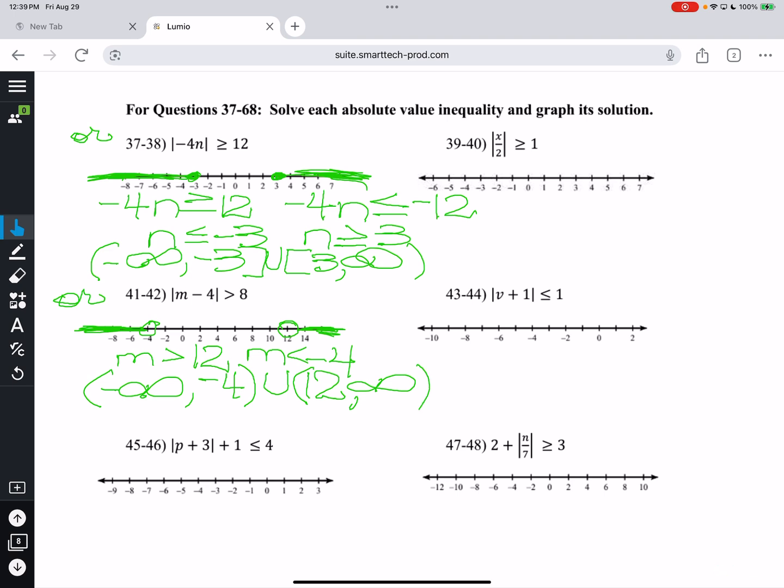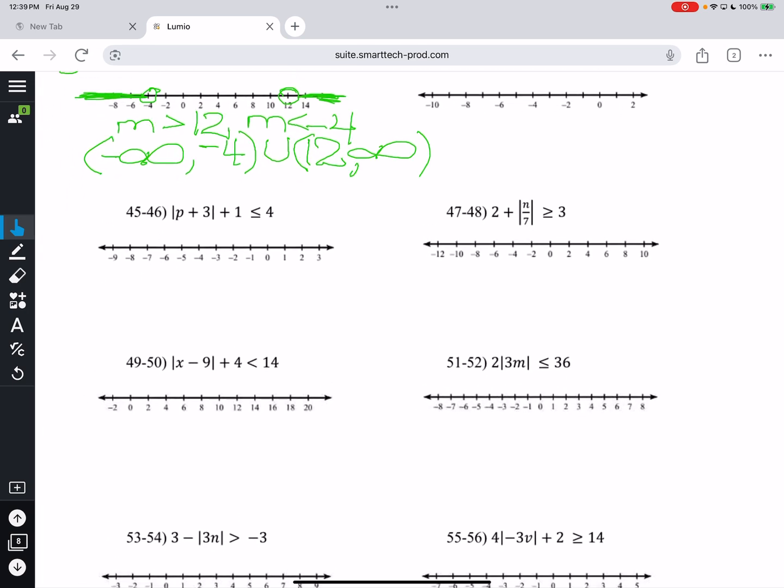All right, let me look. 45, 46. Are we isolated? No. Is there anything happening outside the bars? Oh, yeah. So what do we have to move? The 1. So we're going to have absolute value bar, p plus 3, is less than or equal to what? When we move the 1 over, what does it become? A 3.